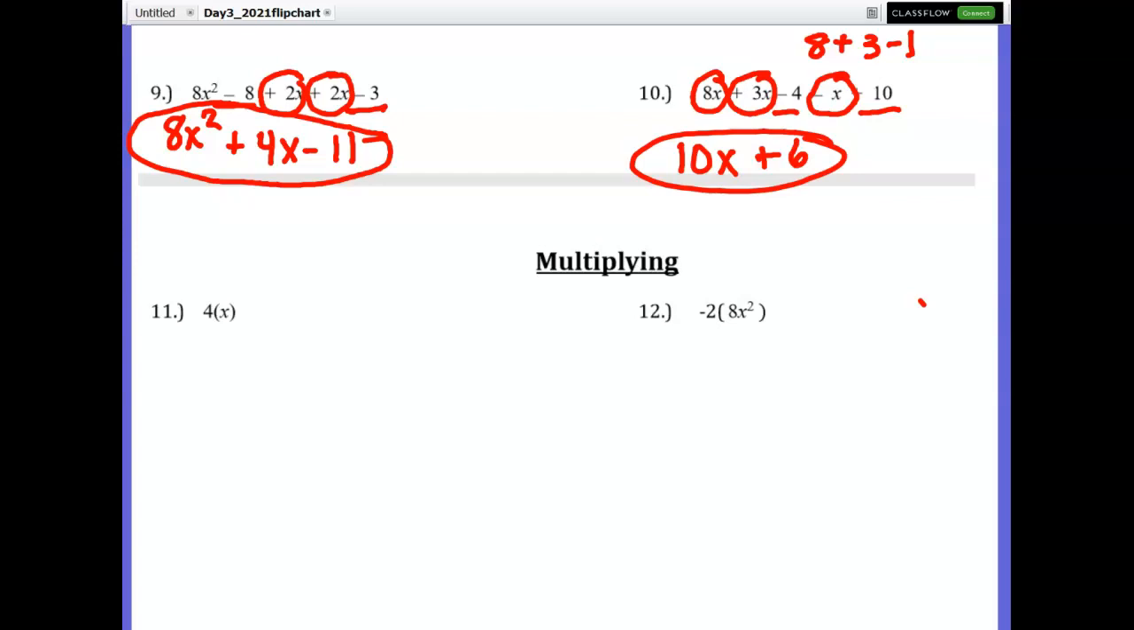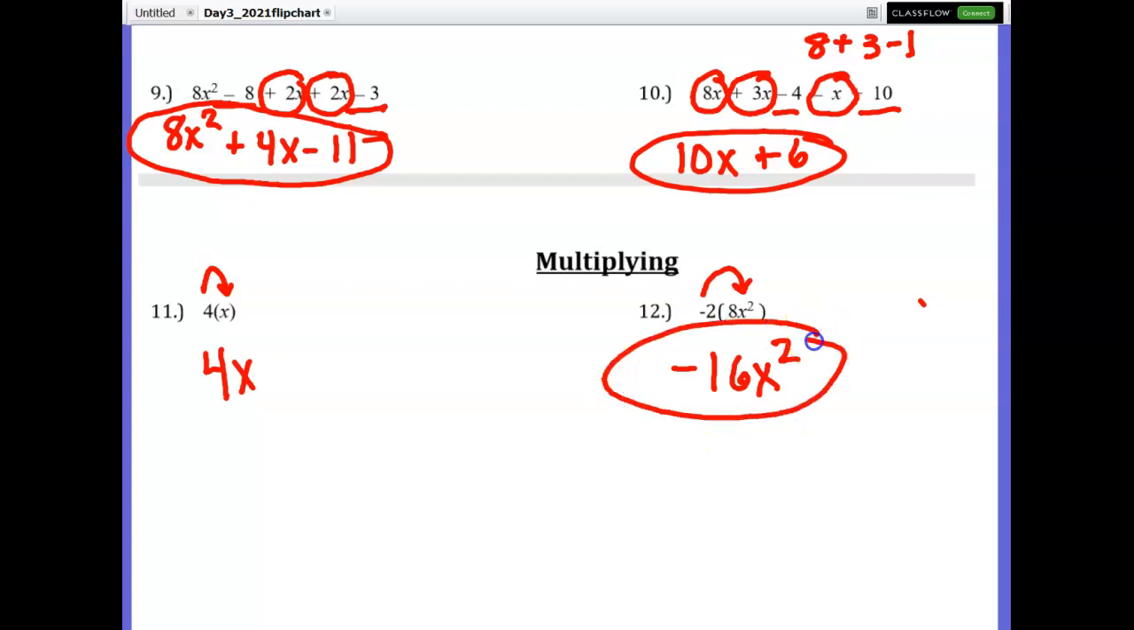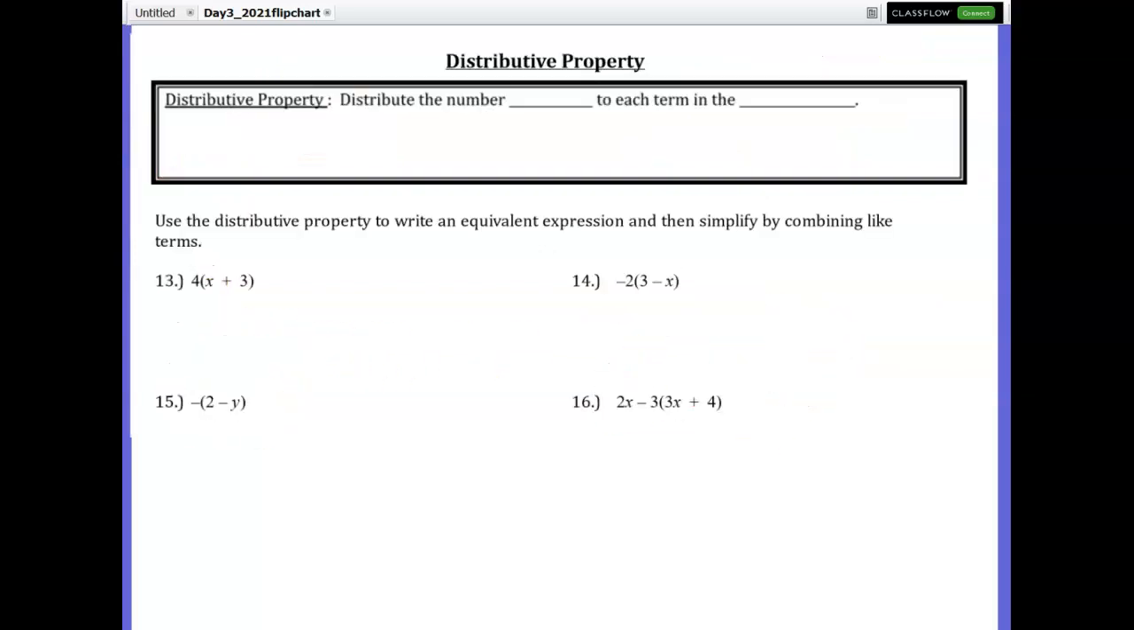All right, moving on, we're going to learn how to distribute, but before that, I want to make sure you understand multiplying. Okay, so if I have a number next to a variable, and if it's in parentheses, if I multiply 4 times x, it's just going to be 4x, okay, and that's how we write it. We don't write it with the parentheses, okay? But if I have a negative 2 next to the 8x squared, we're actually going to multiply the coefficients. So a negative 2 times 8 is negative 16, okay? And then we just write the variable and the exponent, which is x squared, okay? So that would be our answer. And we're going to need this as we go into distributing, okay?